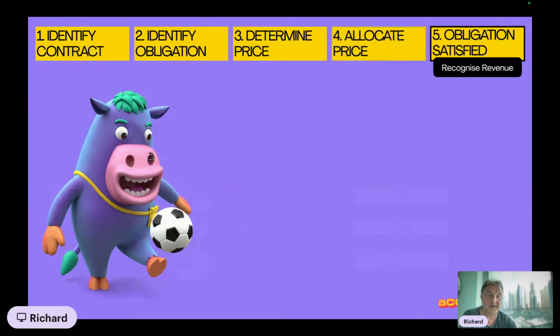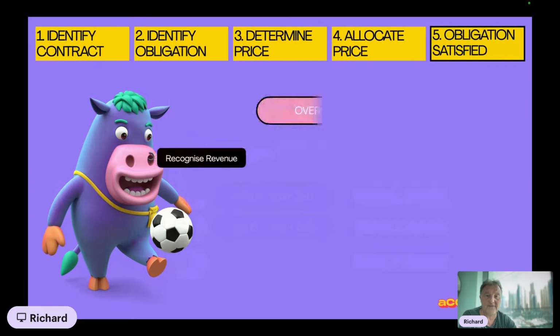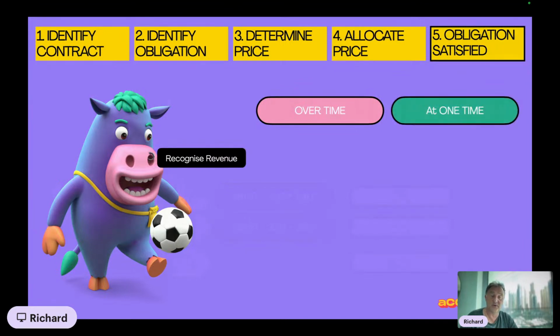So that brings us to the final bit then. When do you actually recognize the revenue? Well, if you are doing something over time, over 5 years, you'd recognize the revenue over 5 years. If you are doing your obligation at one moment in time, you would recognize the revenue at one moment in time. Kind of makes sense. So if it's over time, let's say you're doing something over 5 years and you're 3 years through, then you can put in 3 years' worth of revenue. If it's at one moment in time, as soon as you've done your obligation and control has been transferred, you can bring in the revenue.